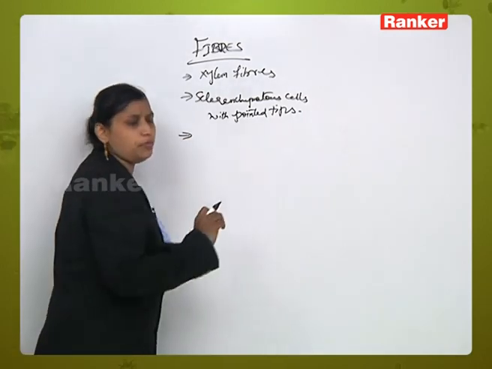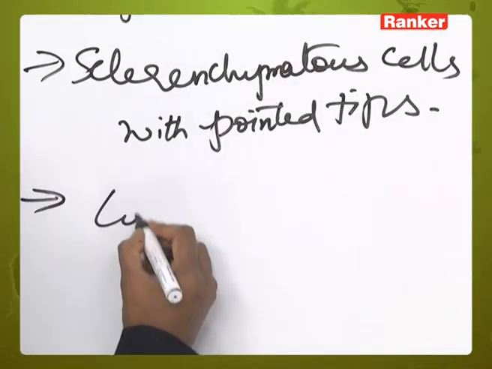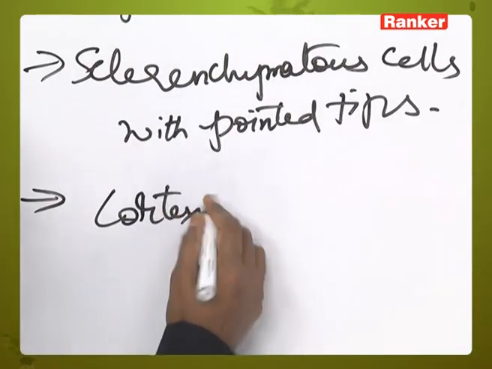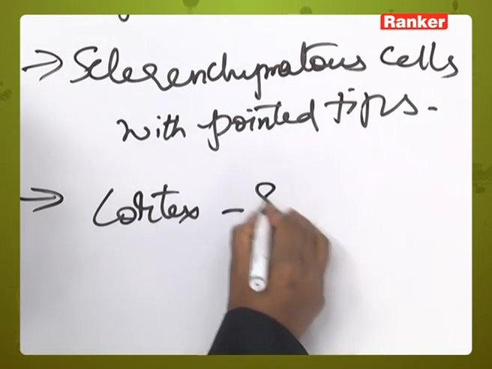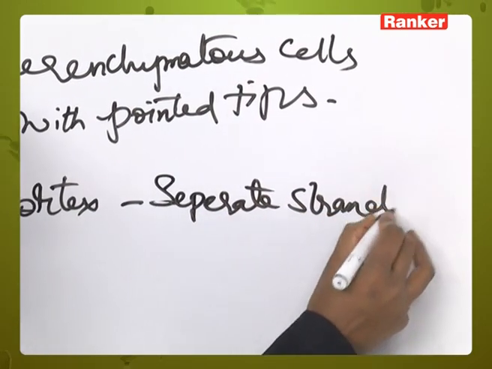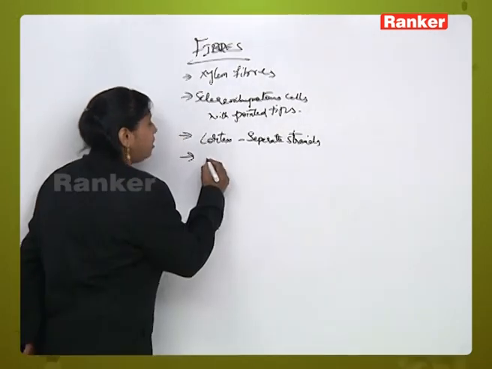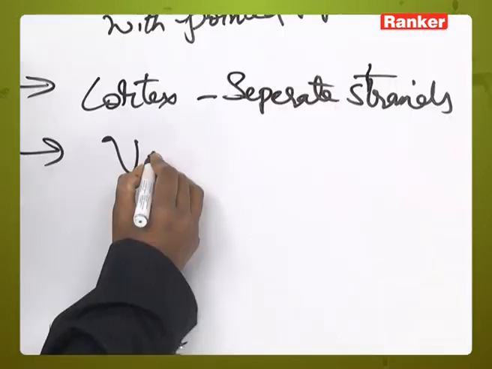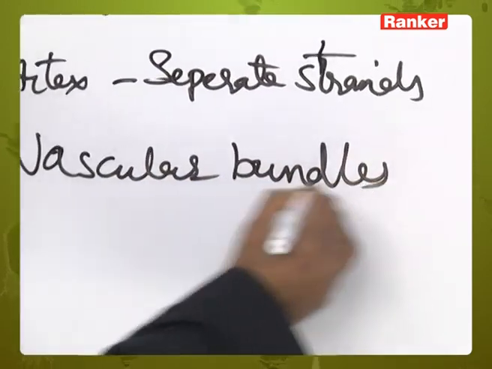For example, in the cortex, the arrangement of fibers is in the form of separate strands. In the case of vascular tissues, fibers are also associated with vascular bundles.